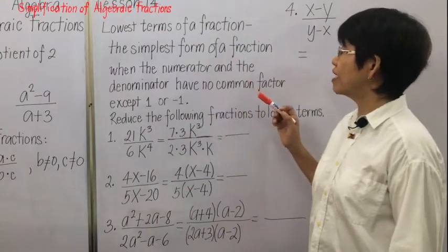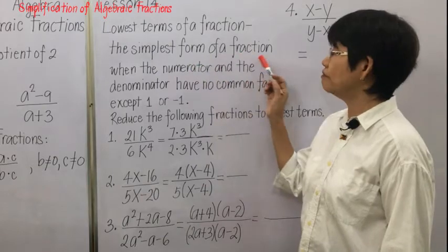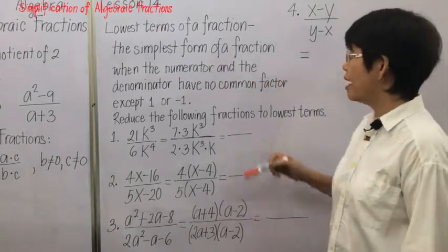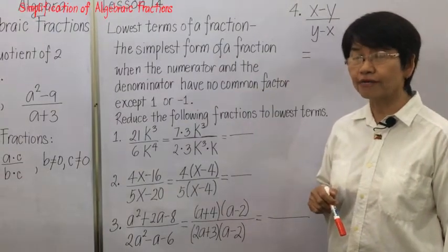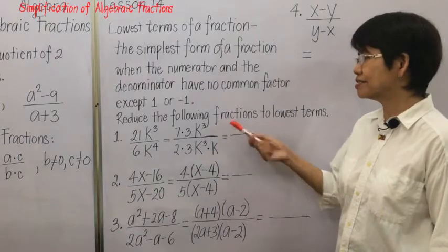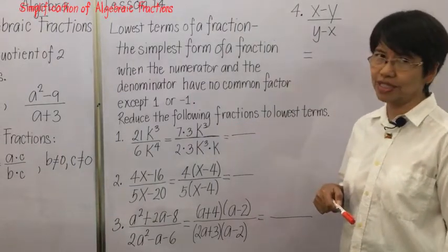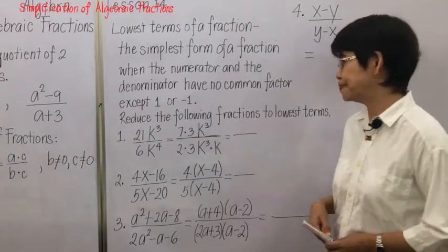Lowest terms of a fraction. The lowest terms of a fraction is the simplest form of a fraction when the numerator and the denominator have no common factor except 1 or -1. Now let's go to reducing the following fractions to lowest terms. This is what we call simplification of fractions.